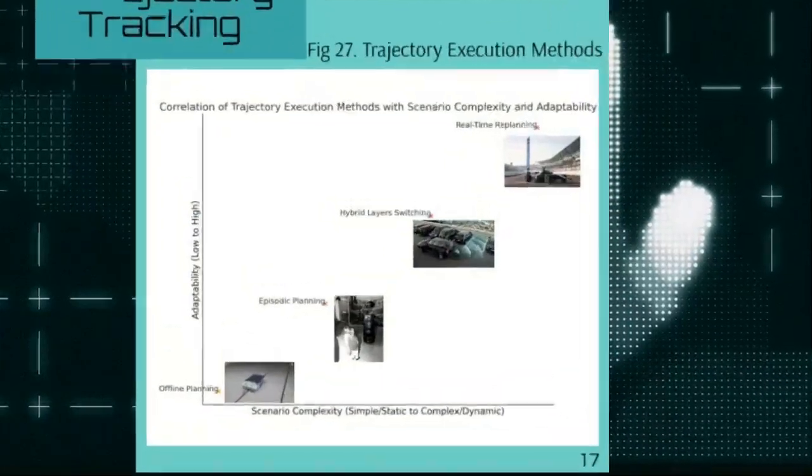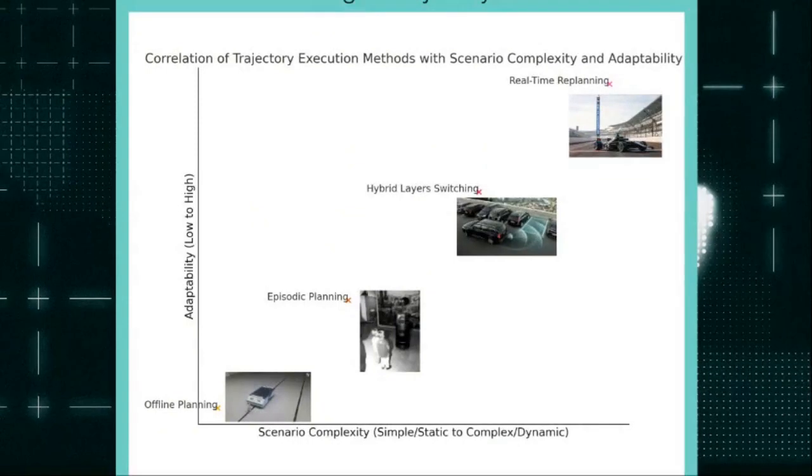and the trajectory tracking and the trajectory execution method, that is offline planning, where the robots cannot avoid obstacles, just use dead reckoning. To episodic planning, where the robot needs to remap the environment and start over in every cycle. Hybrid layer switching, where the robot parks and can switch from parking to autonomous rail operation. And finally, real-time replanning in race car competitions.